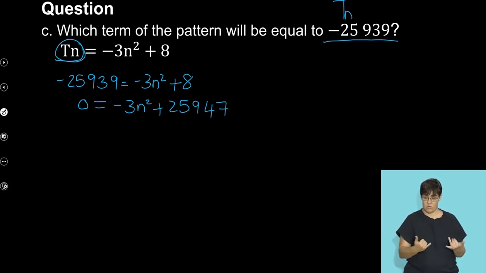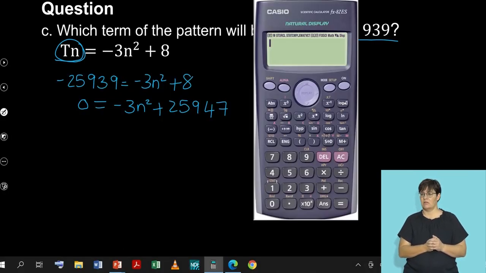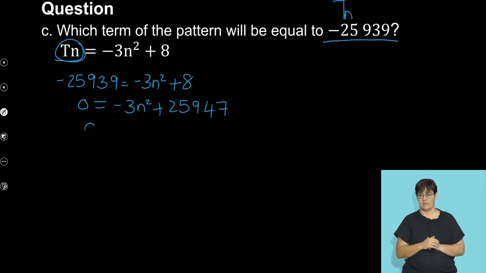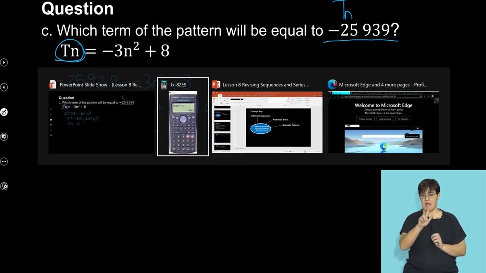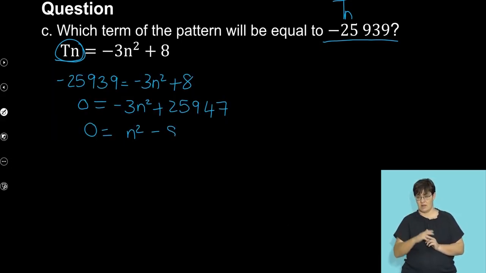At this point, I want to divide by negative 3 in the hopes that it will make my actual equation a bit easier. So I'm just going to get my calculator out. So if I say 25,947 divided by negative 3, it's going to be equal to negative 8,649. So this is going to be 0 is equal to n squared minus 8,649.